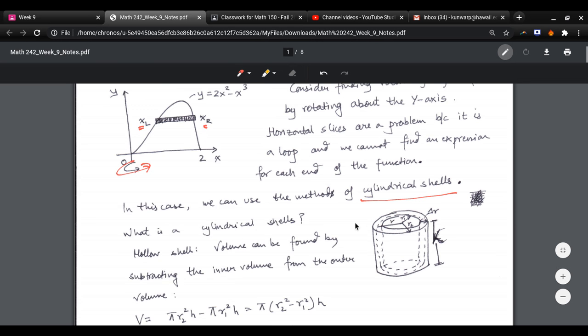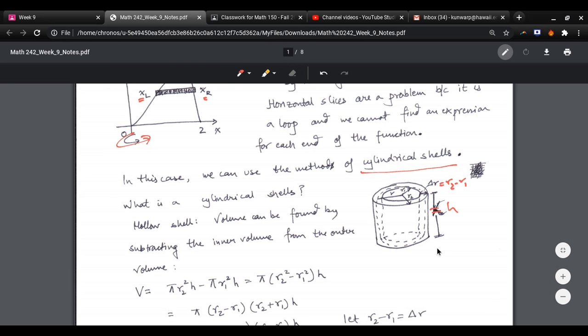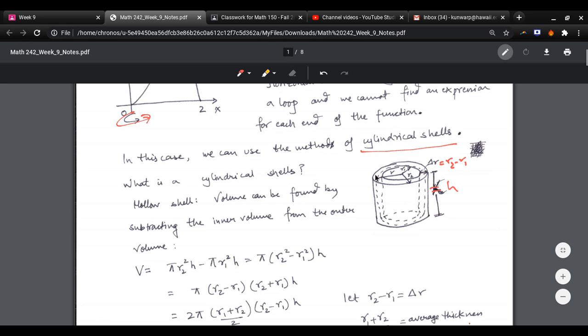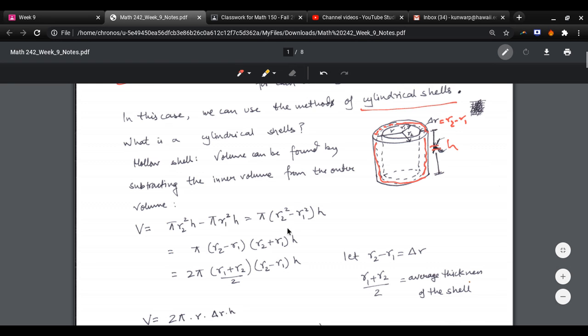Now, what is a cylindrical shell? It's a hollow shell with a radius, say R2 and R1, and the difference between the radii is the thickness, which is R2 minus R1, and the height is h. So the volume enclosed here can be found by subtracting the inner volume from the outer volume: pi R2 squared h minus pi R1 squared h. And then we do a little bit of clever math.